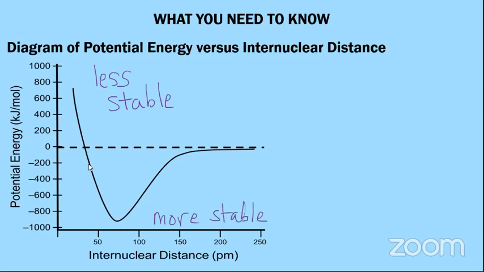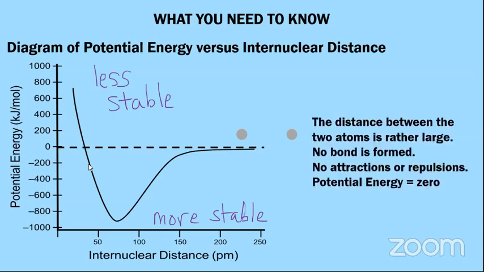So internuclear distance just literally means the distance between the nuclei of the two atoms. Now, suppose we have these two atoms. As you can see, they are relatively far apart from each other. So the potential energy is essentially zero because there are no attractions between the protons and the electrons, and there's no repulsions either. So these two atoms are not forming a bond.